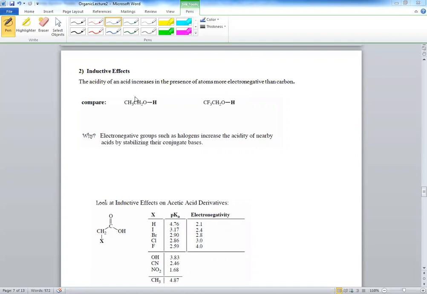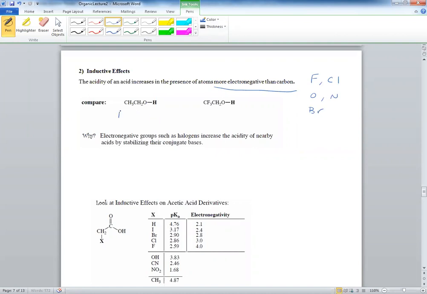It says here the acidity of an acid increases in the presence of atoms more electronegative than carbon. So again, we're looking at more electronegative atoms than carbon. So these could be F, Cl, O, N, of course, Br, etc. So we're looking at some of these atoms.